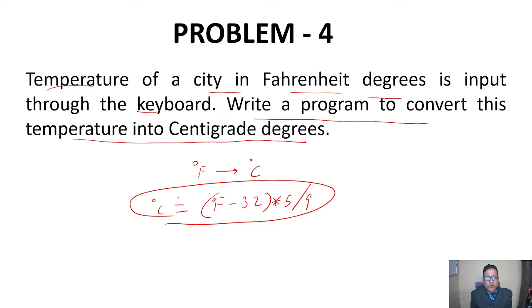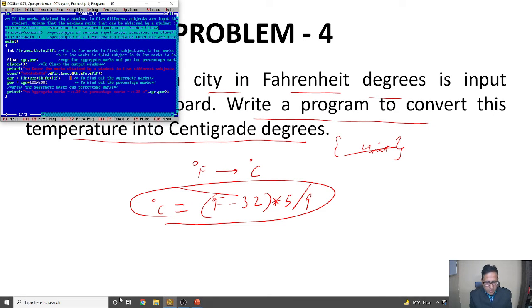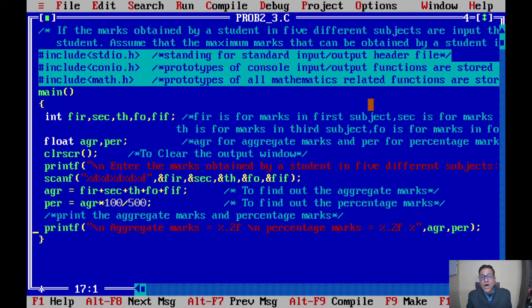So we should know this formula. It can be given in the problem also in terms of the hint. If it is not given, then you should know this formula. Without this formula you can't calculate the degree Celsius temperature. So let's go to the Turbo C. Again we will enter the Alt Enter and Alt backspace if there is some problem. So we can use the Alt plus backspace to undo the things.